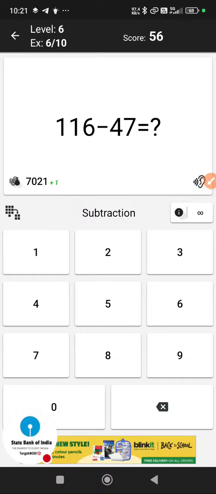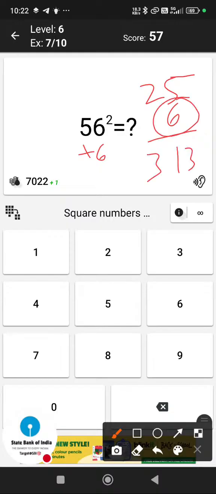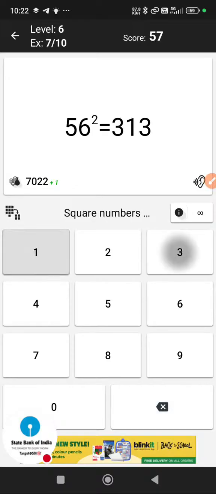Answer for this one will be 69. 56 square, it is 6 more than 50. So adding 6 to 25, we get 31, and 6 square, which will be 36. So the answer will be 3136.